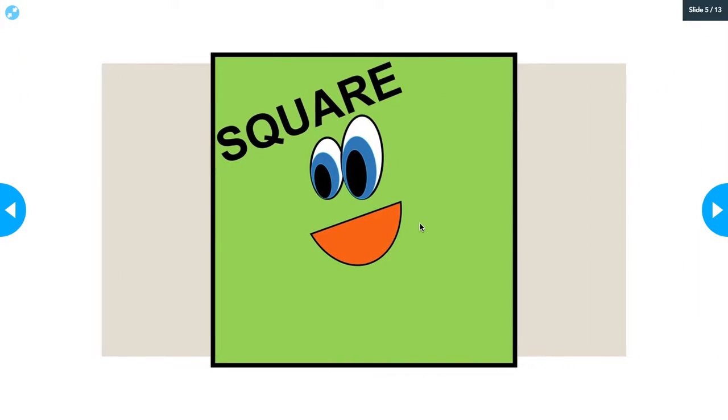The next slide is a square. Again, have the students repeat after you and say square. You are going to explain to them that a square is not like a circle because it has 4 equal sides. You're going to need to explain to them that equal means that all 4 sides are the same length.